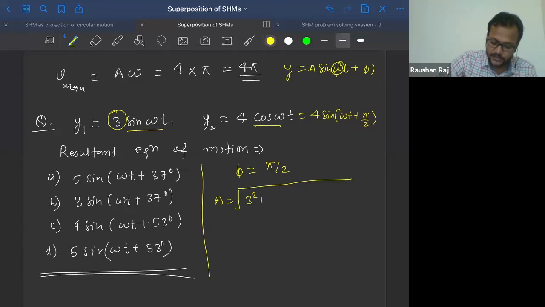So 3 square plus 4 square plus 2 into 3 into 4 into cos of, what is the angle? Pi by 2. So square root of 3 square plus 4 square is what? 5. So A is 5.